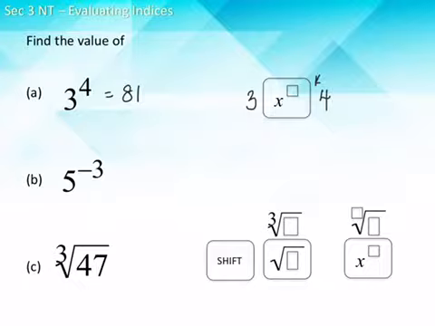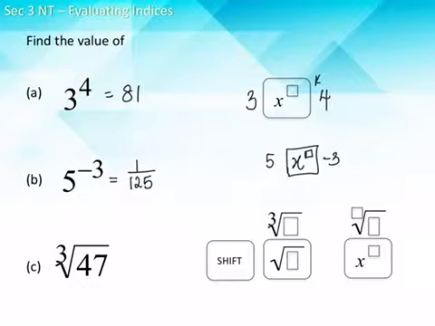How about this next question, part B? This is 5 to the power of negative 3. So what do we need to press? We need to key 5, then press the power button, x to the power of, then key negative 3. And inside our calculator, 5 to the power of negative 3 gives me either 1 over 125, which is in fraction, or I can also write it in terms of decimal. 1 over 125 will give me 0.008. And this is the exact value, so we are going to leave it exact.